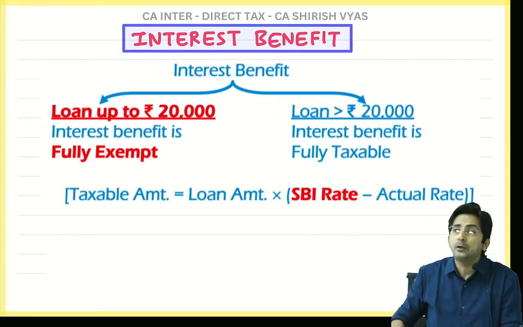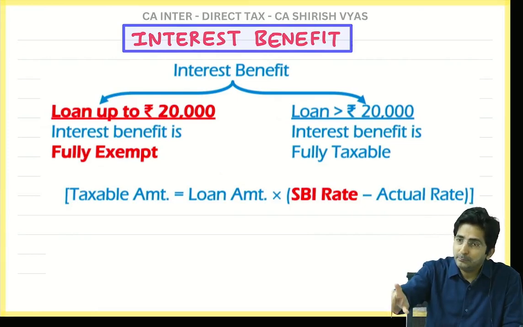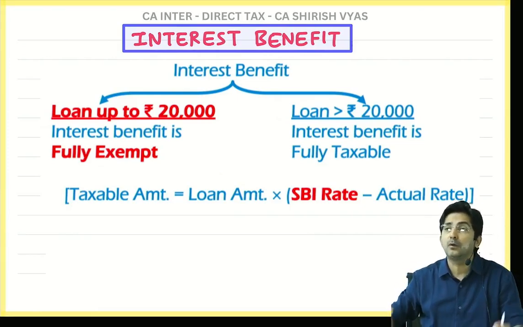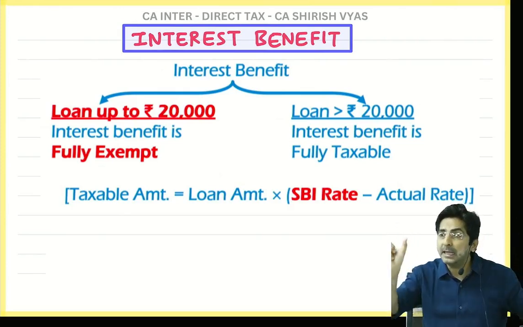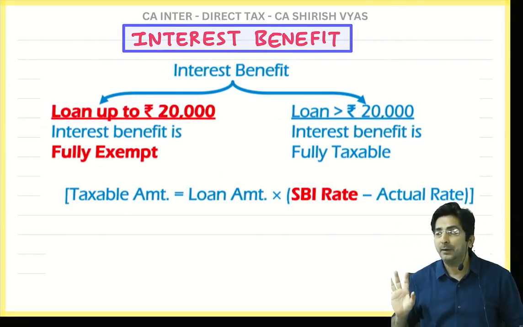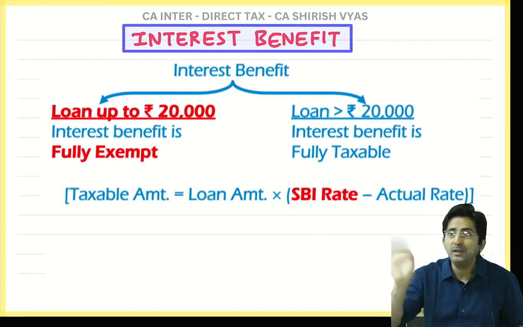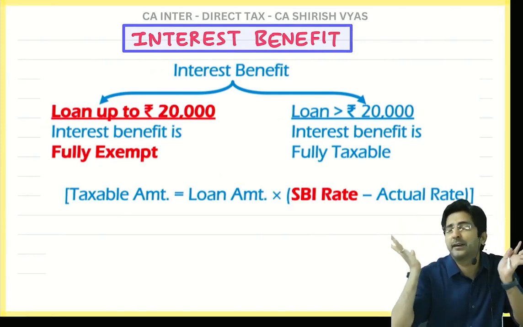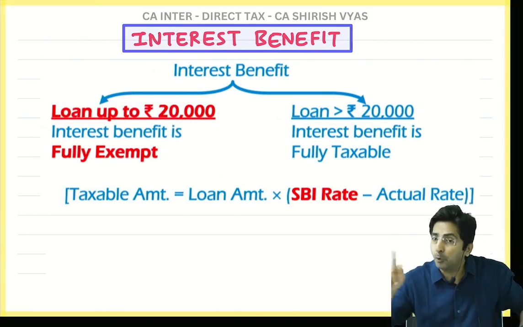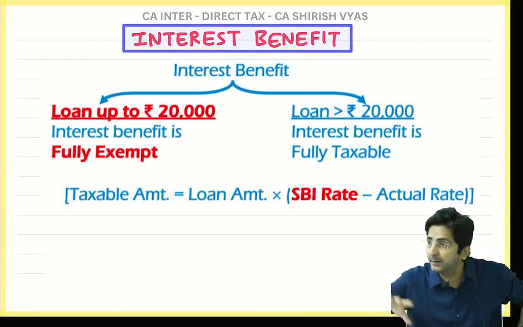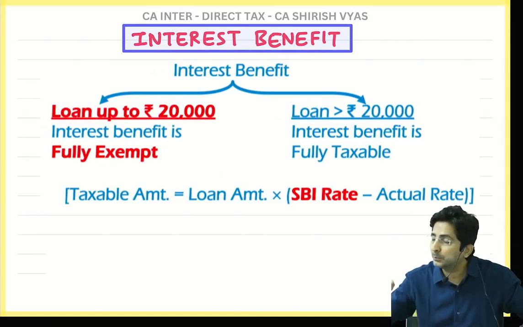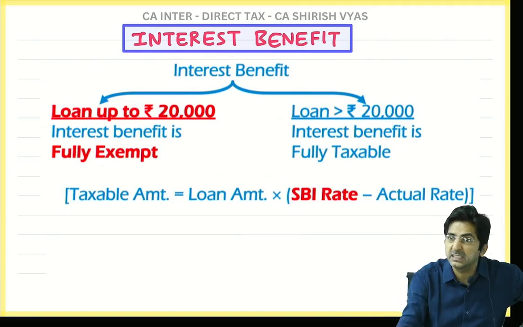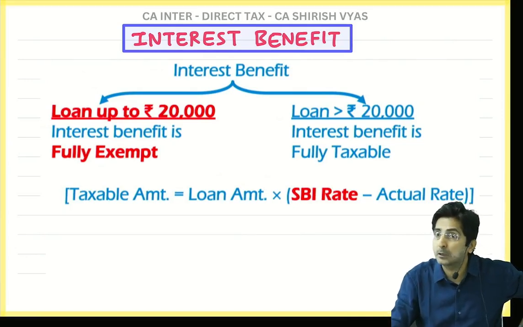The rule of 20,000 doesn't apply if the loan is for a specified disease. Even if the loan is of 1 crore, interest benefit is exempt. Why am I stressing interest? Loan will never be taxed. But the interest which you enjoyed on the loan will be exempt, provided the loan is for a specified disease. You know what is a specified disease? Look, there is a big list of dangerous diseases written in the income tax law.